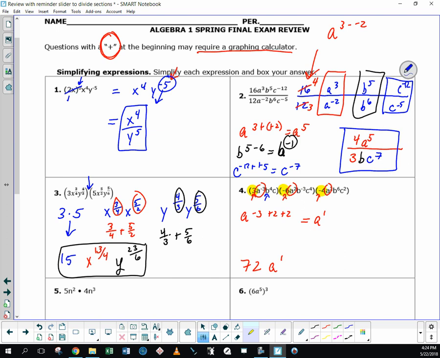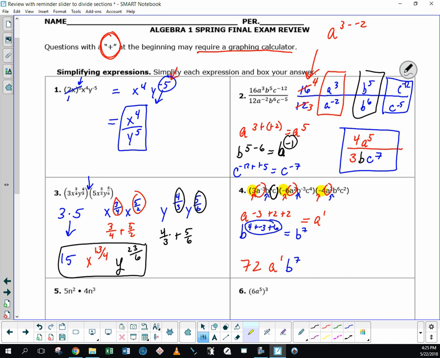Now I'm going to look at all the b values. So b to the 4 plus negative 3 plus 6. Again, all I'm doing is adding those exponents. I end up with b to the 7th. If you don't know how to do this in your head, then you would just type it in your calculator.